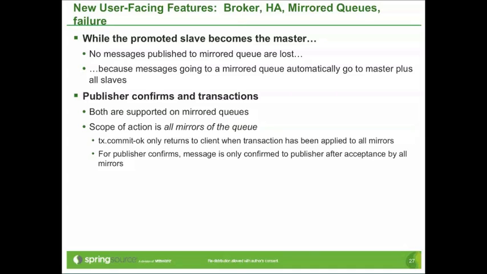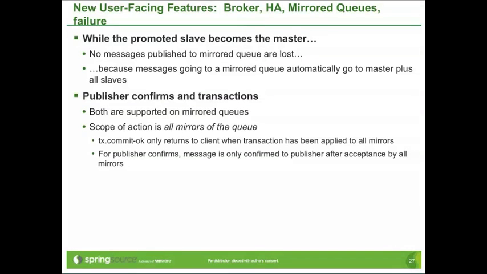Well, again, we go back to the publisher confirm or transaction mechanisms that we talked about a bit earlier. Both publisher confirms and transactions are supported for mirrored queues, and the scope of their effect is all mirrored copies of a given queue. So the commit of a transaction only succeeds when the transaction has been successfully applied to all of the mirrors, master and all slaves in a mirror set, and a publisher confirm will only be sent back to the publisher after all mirrors have safely accepted the message.